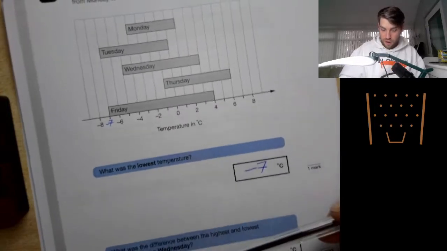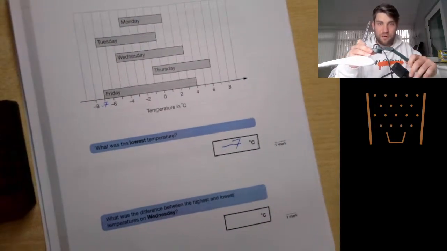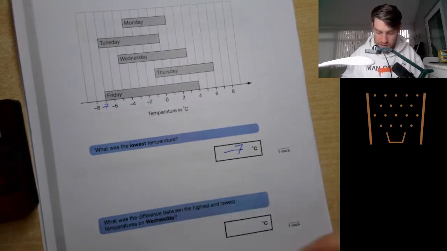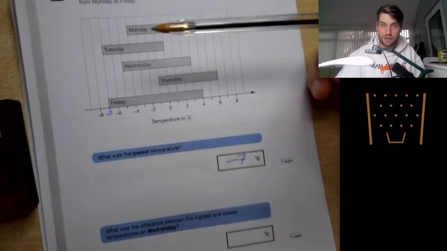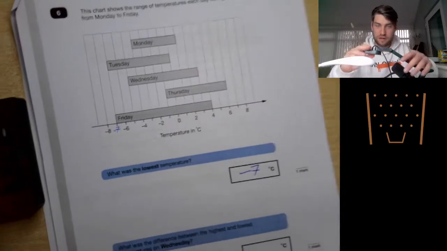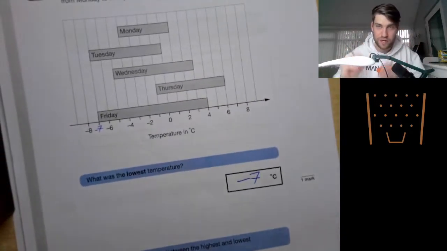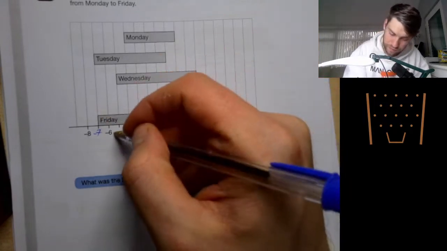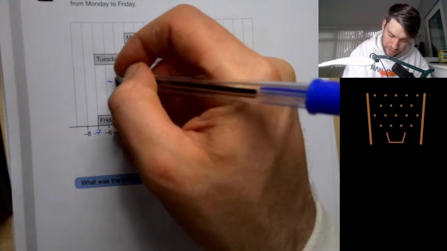Right. The question down here, I'll go a little further back so you can see. What was the difference between the highest and the lowest temperatures on Wednesday? So this is where it comes to our graph on Wednesday. I'll go a bit more here. I'll do this little zoom in and out every now and again to make it easier. So Wednesday, come up here, and that's minus 5. So no, that's minus 5 there.